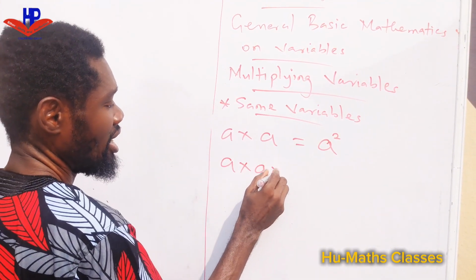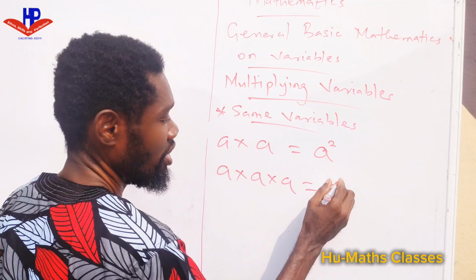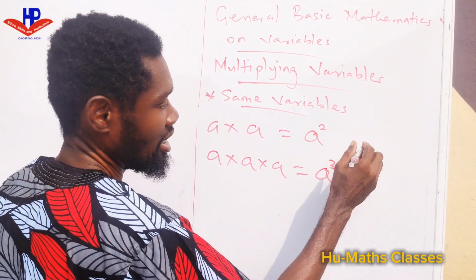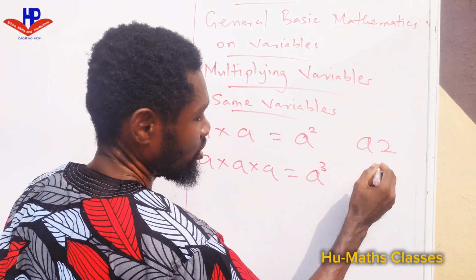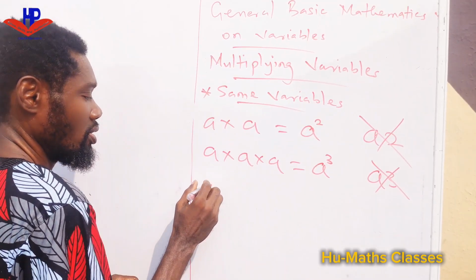A times A times A. There are 3 A's here, so my answer will be A raised to the power of 3. Please, you don't write power in this form. This is not power, so you're wrong if you do that. This is how you express your power form.